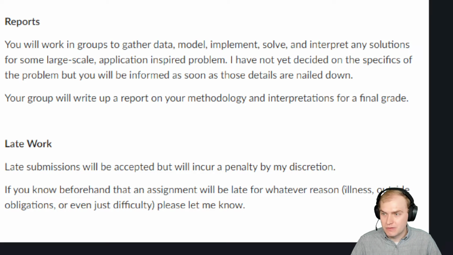Reports, so that'll be with respect to your project. You're going to work in groups, you're going to gather some data, you're going to model it, implement and solve it, interpret it. For some large-scale application problem, I have not yet decided the exact specifics of that problem, but I'll let you know as soon as possible. If you have a particular application that you're interested in, let me know. If there's something you want to do a project on, let me know, and we may be able to come to an agreement. Let you do something a little bit different.